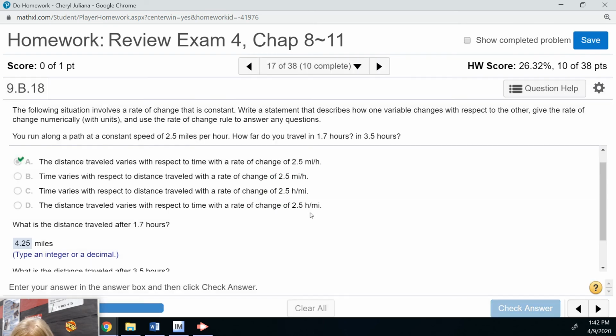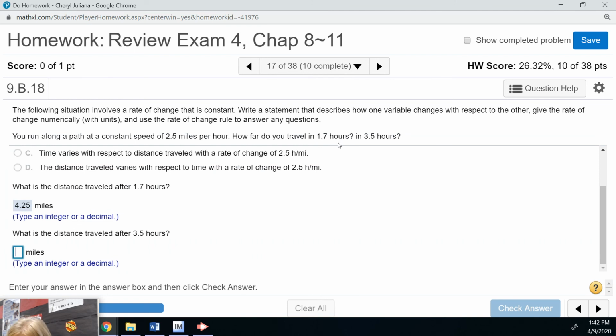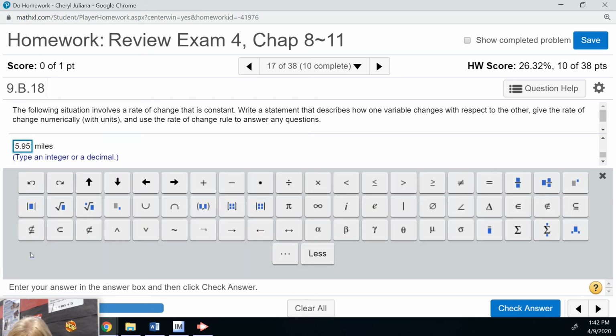It doesn't give us anything else than that. So that's 4.25 and then 3.5. We're going to again multiply it by our speed, 1.7. So 1.7 times 3.5 hours, and that's 5.95 miles. So you can figure out, oh, dang it, I did it again. I times 1.7, I meant 2.5. 2.5 times 3.5. 8.75.